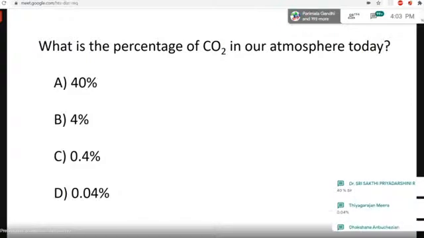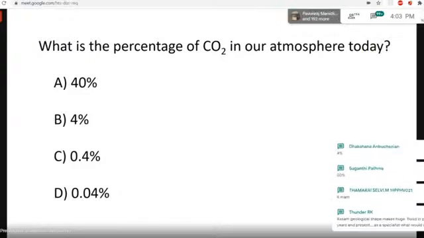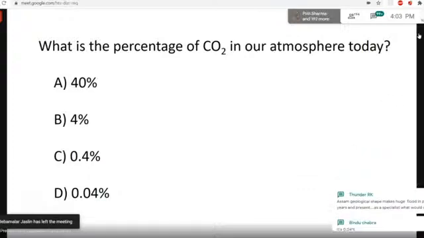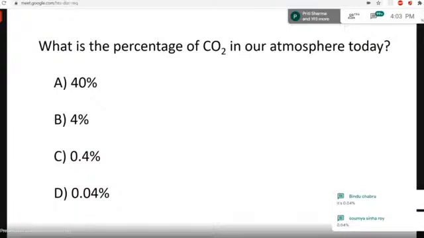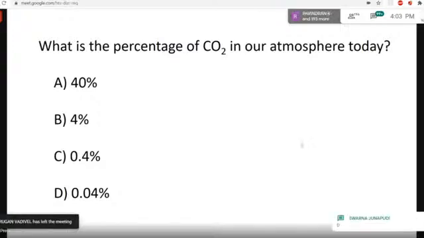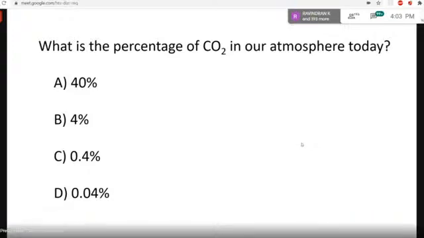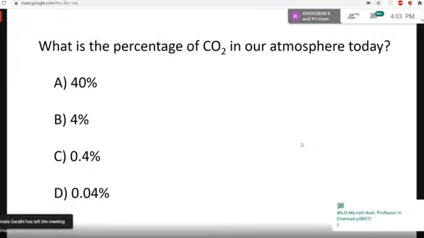Okay, so some of you said 0.04, and that's the right answer. So if you said D, that is the right answer, 0.04, right? Our atmosphere is mostly made of the other gases. Carbon dioxide is a very, very small amount, 0.04 percent.